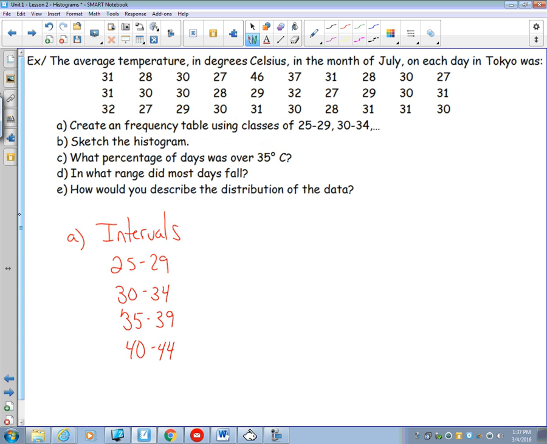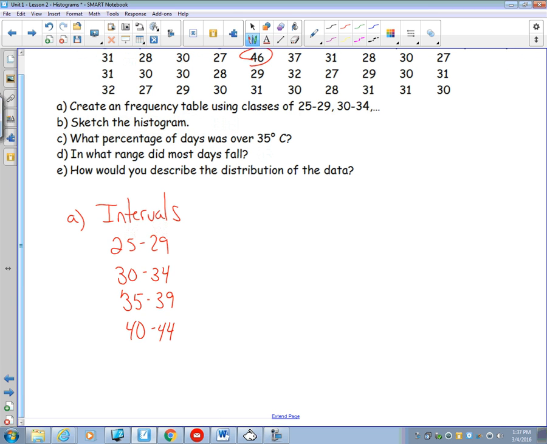We have to find our highest piece of data so we know where to stop. So I'm looking. I see a 46. Do I see anything higher than 46? I don't think so. So my intervals, I need one more. So 45 to 49. Remember, we said our rule was at least 5, right? So I've got 1, 2, 3, 4, 5. I'm okay.